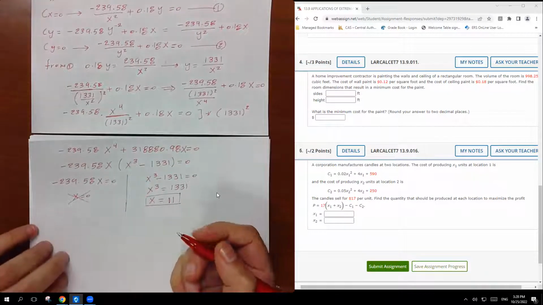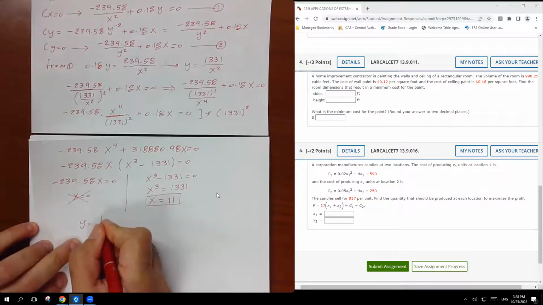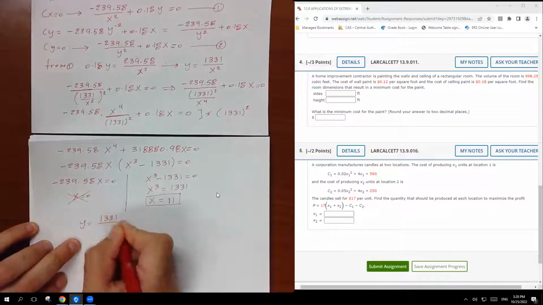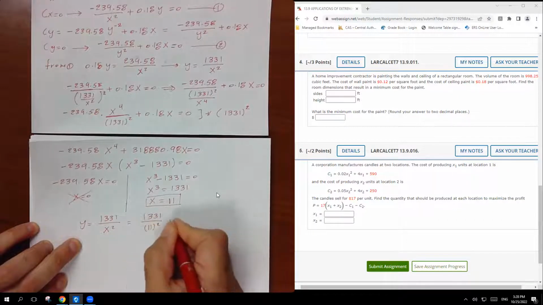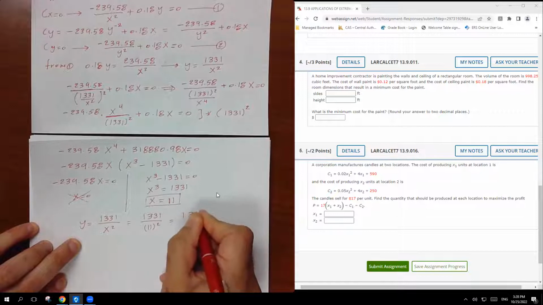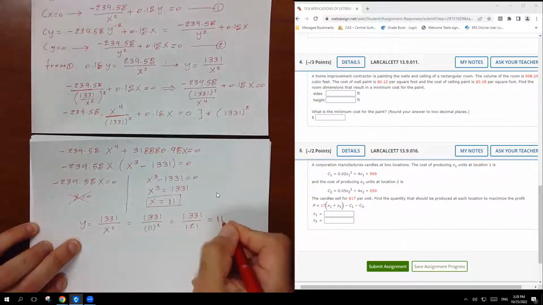Plugging in the y, because we already have y equal 1331 divided by x squared, which is equal 1331 divided by 11 squared, which is 1331 divided by 121, and I think it's going to be also 11. 1331 divided by 121 is going to be also 11. That means it's a cubic.